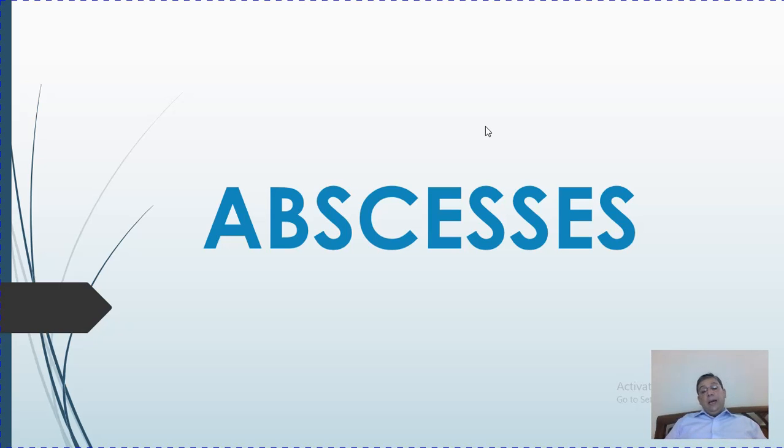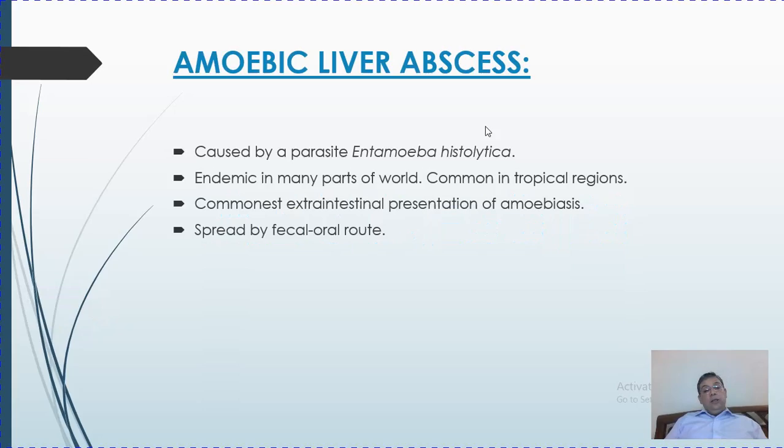Now, what are the various abscesses which can occur in the liver? The most common is amoebic liver abscess. As we know, it's a very common parasite, Entamoeba histolytica, and those of us who live in the hostel or who like eating outside, especially around Gawalmandi, we all know what amoebiasis is, because all of us perhaps would have suffered from amoebiasis already. It is endemic in our part of the world, and the amoebic liver abscess is the commonest extraintestinal presentation, and of course the spread is by the fecal oral route.